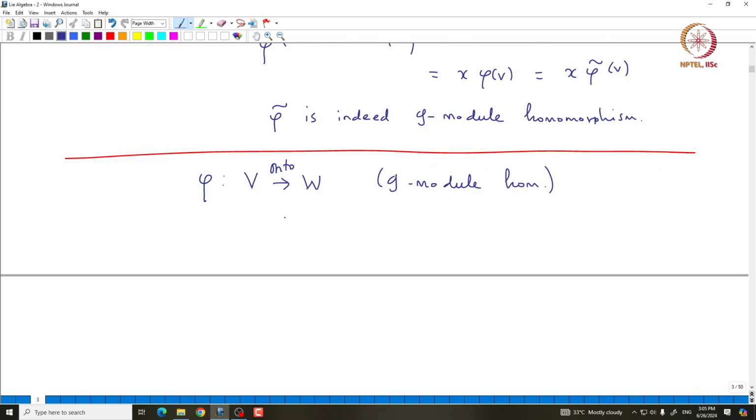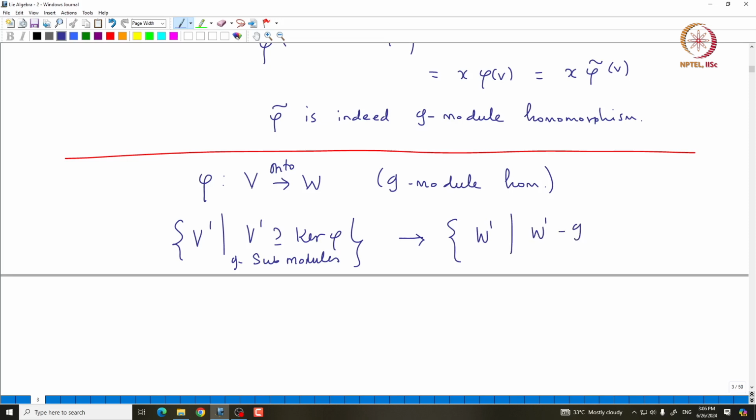Let us assume that this map is onto for simplicity, otherwise we can restrict to the image of phi. Now, we have the submodules of V that contain kernel phi. Let us call it V dash. These are all the G submodules which contain kernel phi. Now, from this set there is a natural map that takes V dash to phi of V dash, which maps to, let us say, W dash, which are G submodules of W.